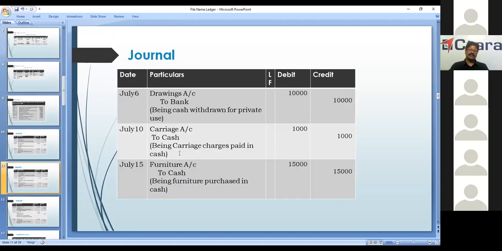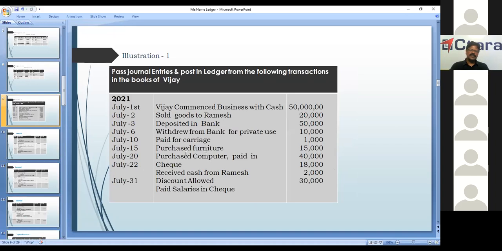Okay. Carriage account debit 1,000 to cash account 1,000. Then purchased furniture. Okay. That is purchased furniture for cash 15,000.